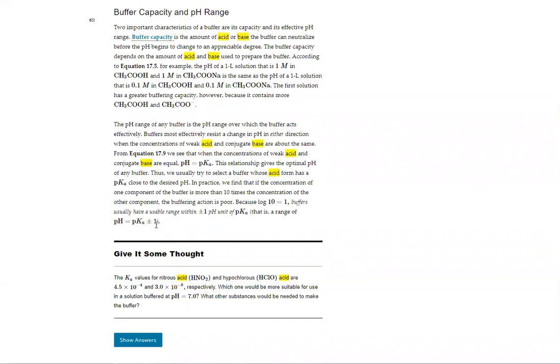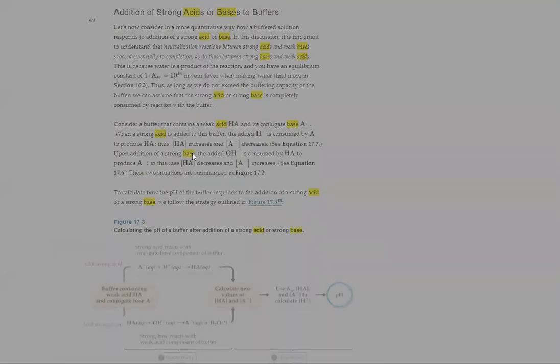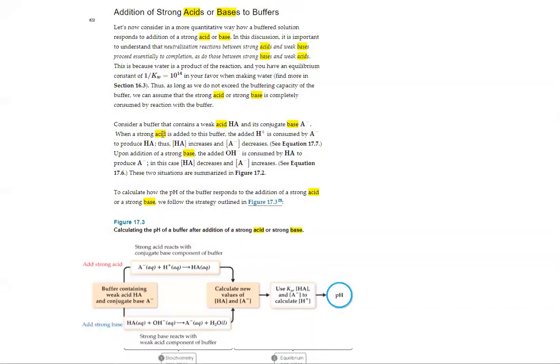So let's say the original solution has a pH of 4. If I add a relative amount of strong acid or base, the most it'll go up or down is to a 3 or a 5. It'll stay in that range. But again, if you add enough of it, it's going to change it, but that's not really important calculation-wise. Addition of strong acids or bases to buffers.